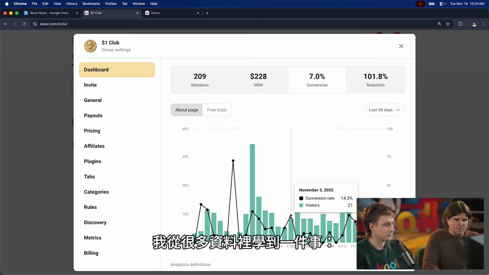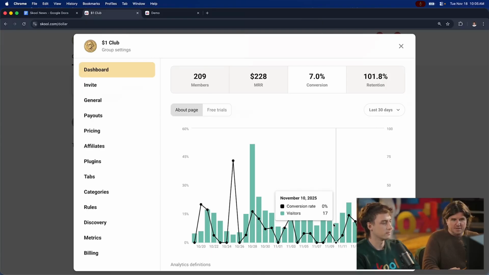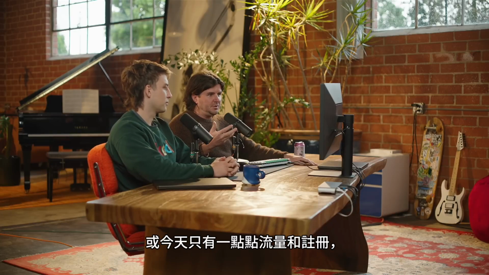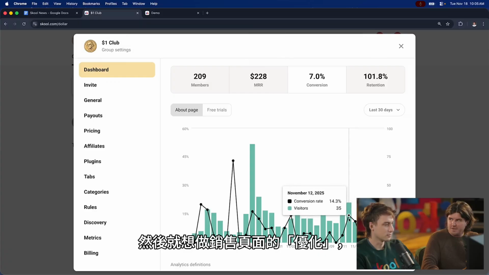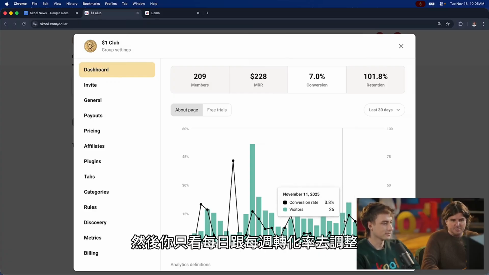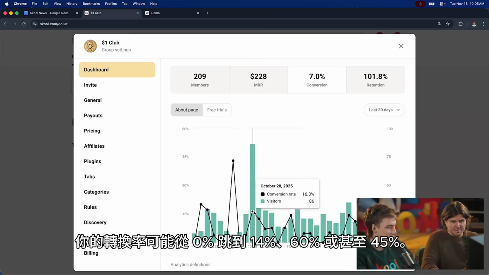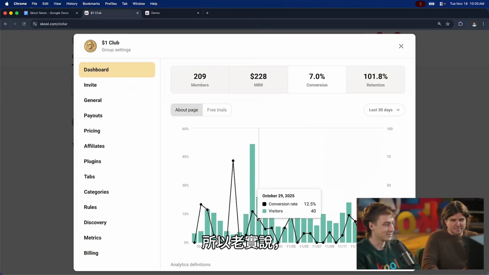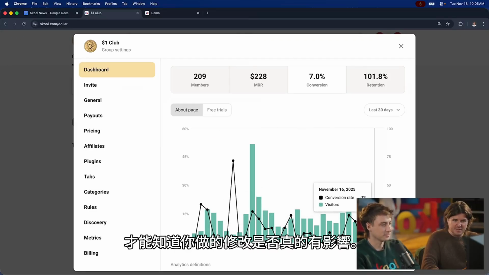What I've learned by looking at a lot of these is that if you have a small amount of traffic and signups, which I think a lot of people do, conversion rate is very volatile day to day, right? So if you don't have that much traffic or that many signups, and you're trying to make optimization decisions like About page and stuff, and you're looking at daily or even weekly data, it's not very wise. Yours fluctuates from 0% to 14% or 16%, or even 45% on that day. So if you've got a small amount of data, you need to wait a decent amount of time to see if that change is meaningful.